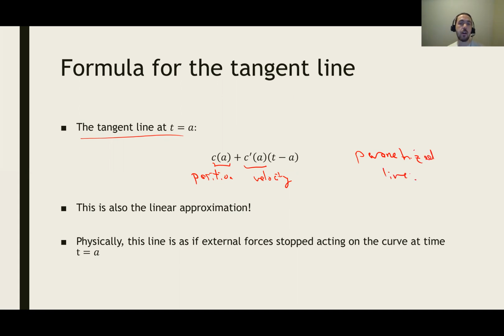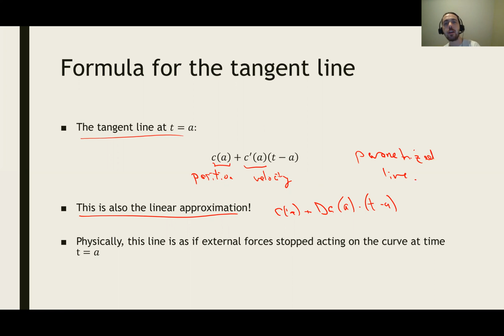And this is also the formula for the linear approximation. We could write this as c of a plus dc evaluated at a times t minus a. And this is the formula for the linear approximation. It tells us the closest possible linear function to the function c near the time t equals a. And what it does is it gives us a parameterized line that's as close as possible, and it tells us what would happen physically if we stopped acting by any kind of force and just let the object start to drift at that particular point in time.